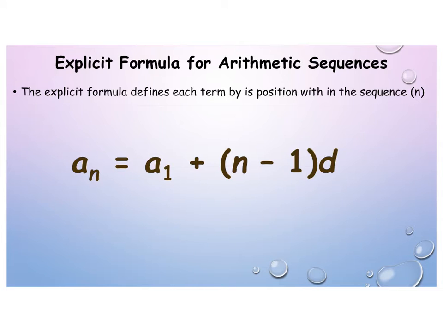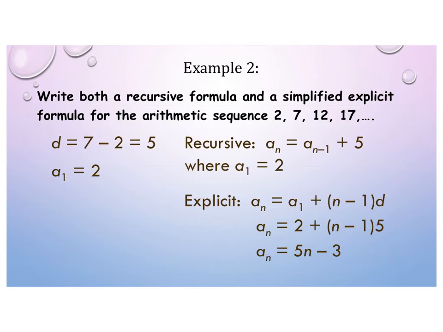Now, this is our explicit formula, so we can find a term regardless of whether or not we know the previous term. The formula is a sub 1, our first term, plus n minus 1 d's, d being our common difference. With this one, you notice you don't have to specify anything else.